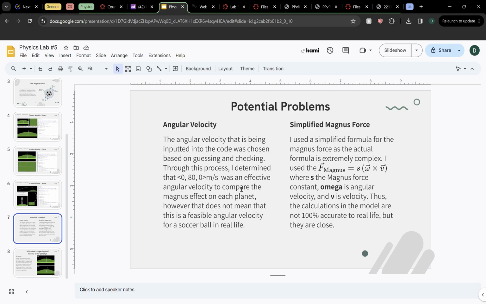Secondly, I used a simplified version of the Magnus force equation. I used F Magnus is equal to S times the cross product of omega and V, where S is the Magnus force constant, omega is angular velocity, and V is translational velocity. I use this because the actual formula for Magnus force is extremely complex, and it would have been very time consuming and complicated to implement into this model. So I figured that using this formula would be much better. And it's still mostly accurate, just not 100% accurate.